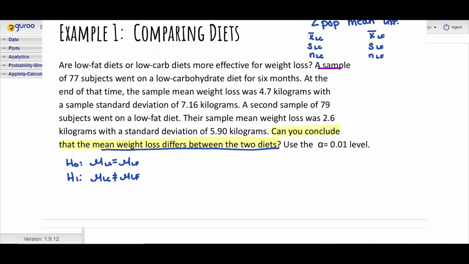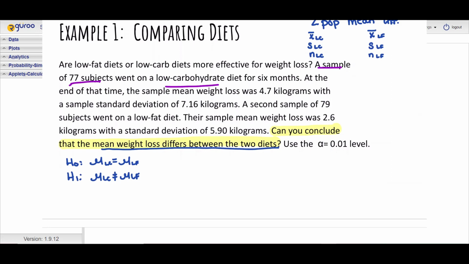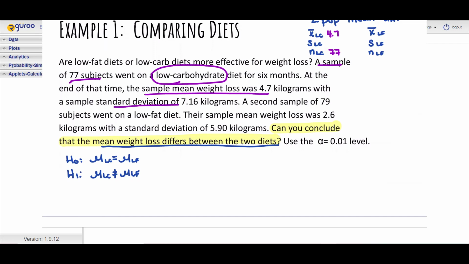A sample of 77 subjects were on the low carb diet. So that is my N of the low carb. At the end of that time, the sample mean was 4.7 with a standard deviation of 7.16. All right.